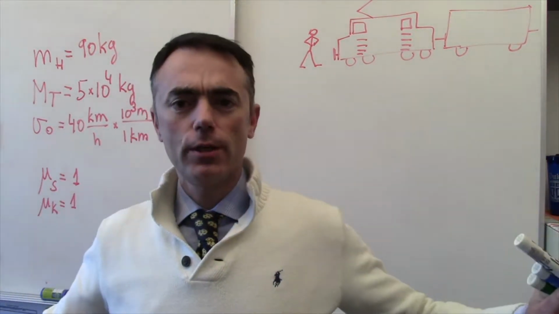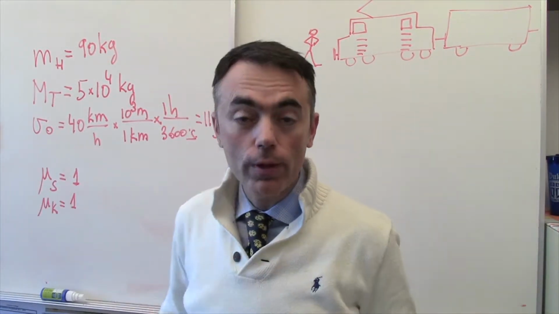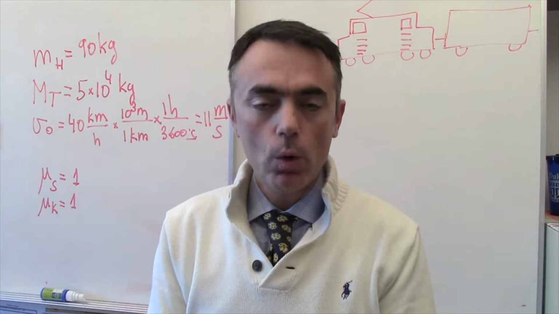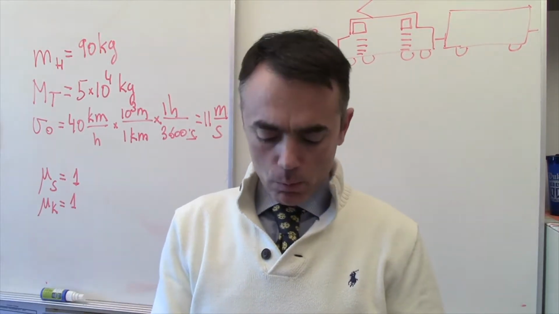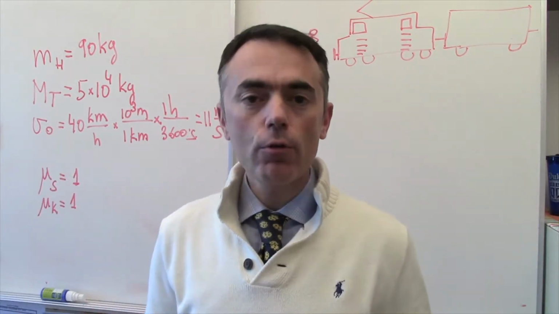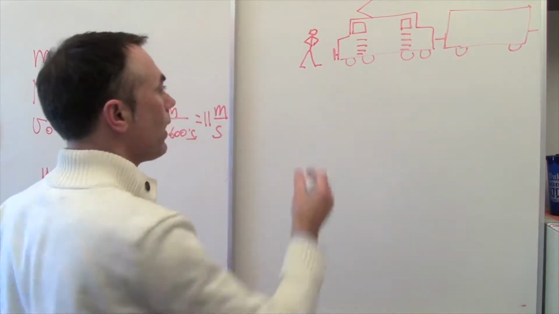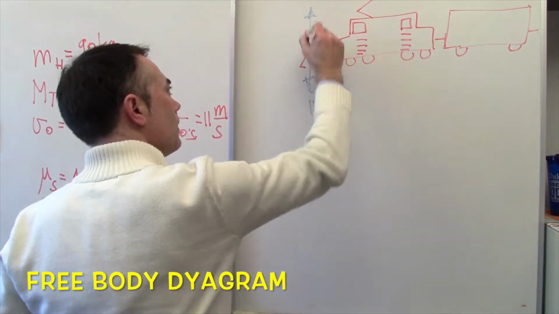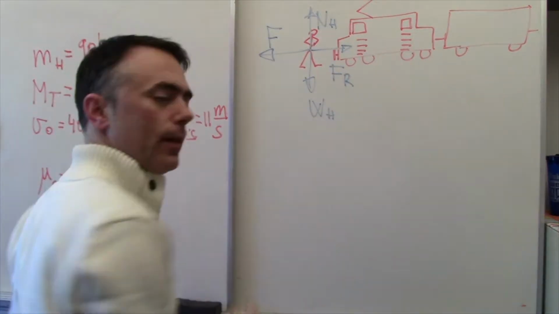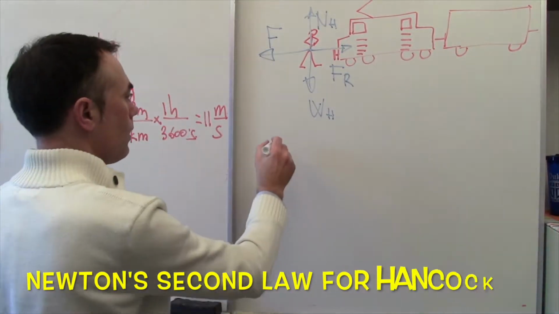And let's be generous. Let's say that the friction coefficient is 1 for the static and 1 for the kinetic, just to be very, very conservative, just to try to explain what we see in this scene. The first thing is, okay, we have a collision between a train and Hancock, so there are forces there. We need to do the free body diagram, which will be this one. So we have here Hancock, and there will be a force from the train and friction. Let's apply Newton's second law here.